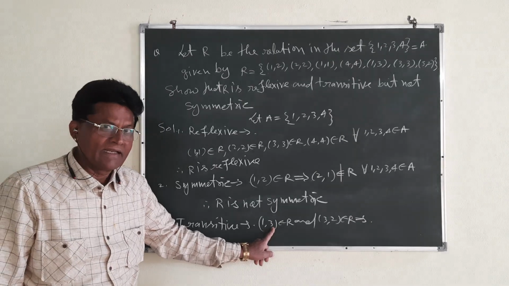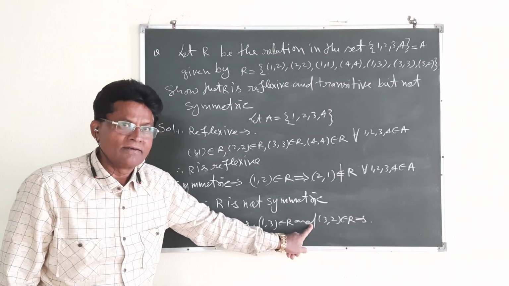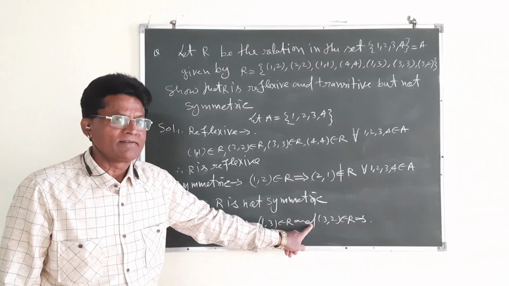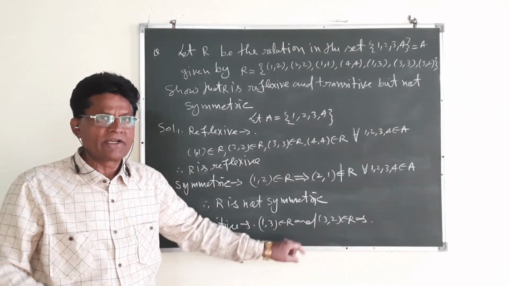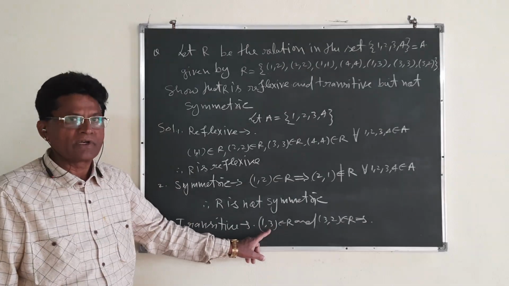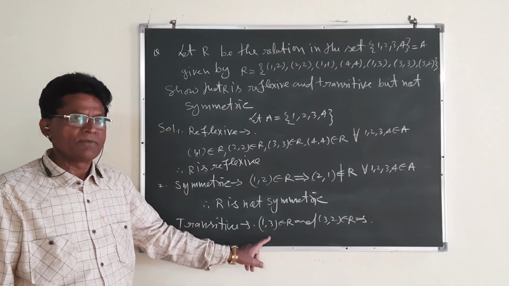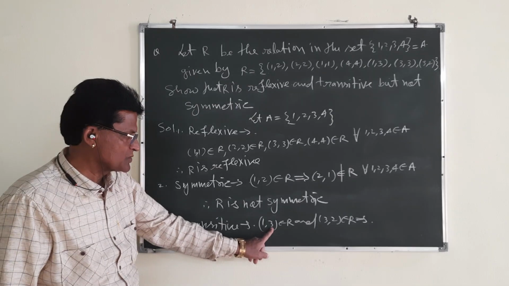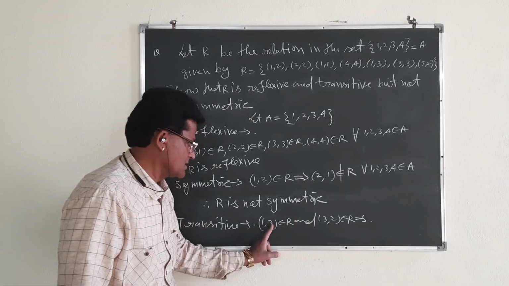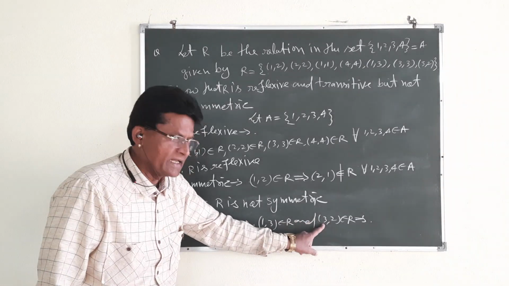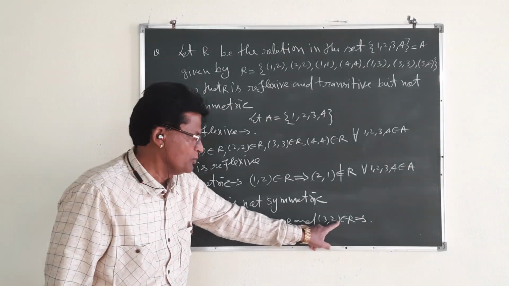You see, the next ordered pair must start from 3. You must concentrate over here, otherwise it will be very difficult to prove whether it is symmetric or not. 1 3 belongs to R, 3 2 starts at 3, so the next ordered pair starts from 3. 3 2 belongs to R.